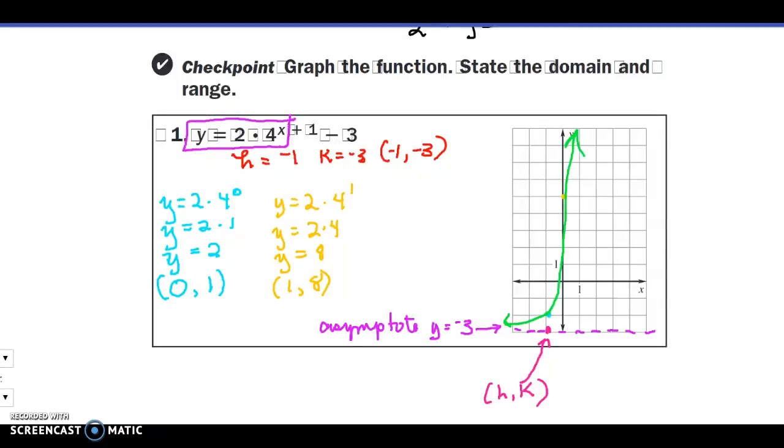Okay, so with an HK value of -1, -3, we've gone left 1, down 3, and started there as our origin for this one. I drew my asymptote through that point, and the equation of the asymptote is y equals -3. That's one of those things we want to write.